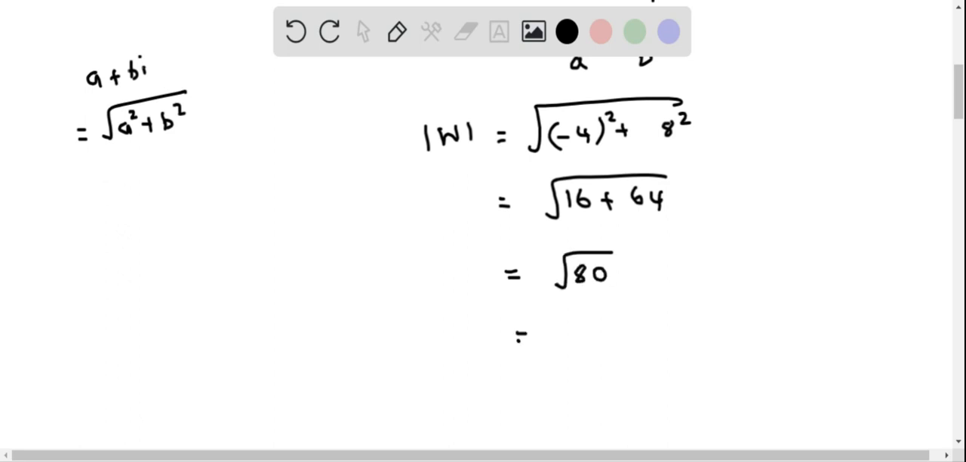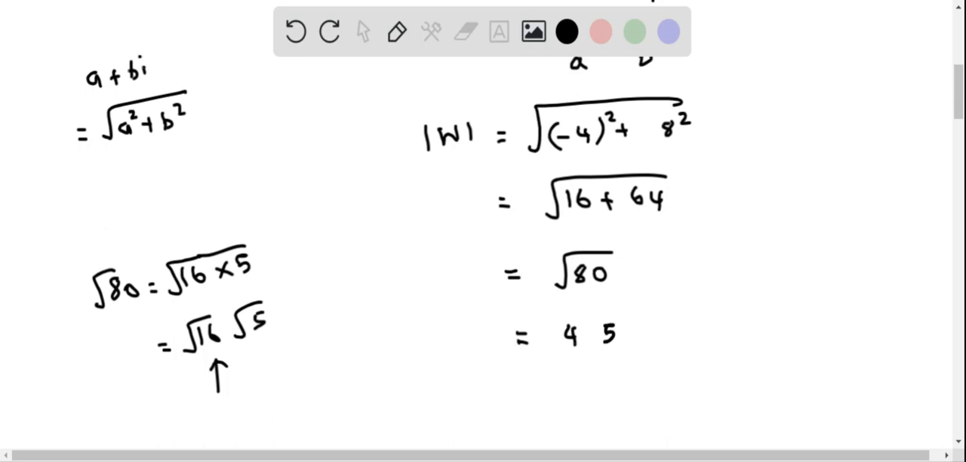In fact, we can simplify this. 80 can be written as 16 times 5. So therefore root 80 will become the square root of 16 times 5, and this equals the square root of 16 times the square root of 5. We know the square root of 16 is 4. So finally, this is simplified to 4 root 5. So therefore, the exact value of the modulus of w is 4 root 5.